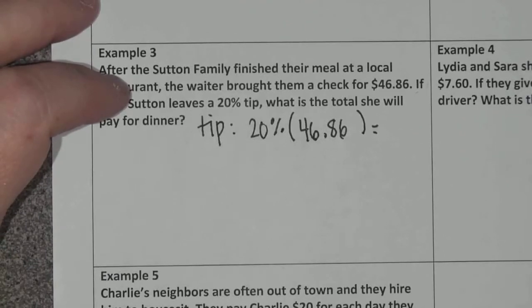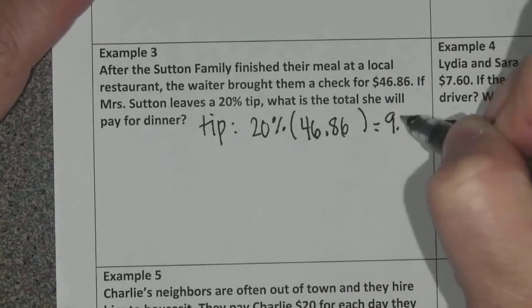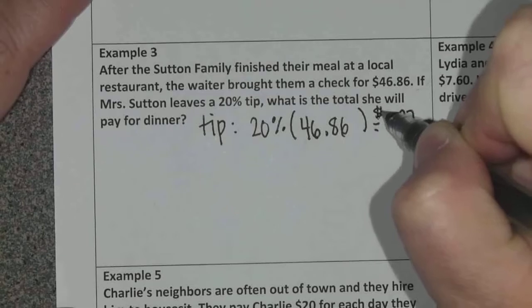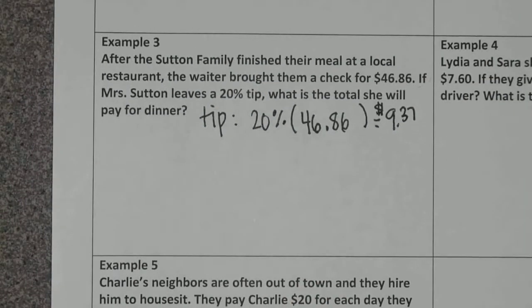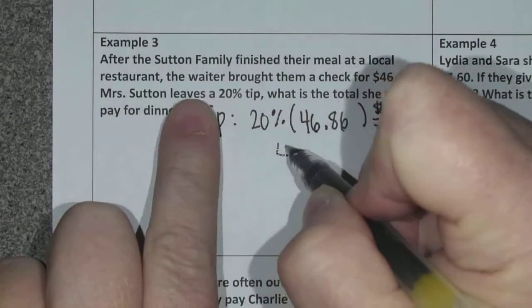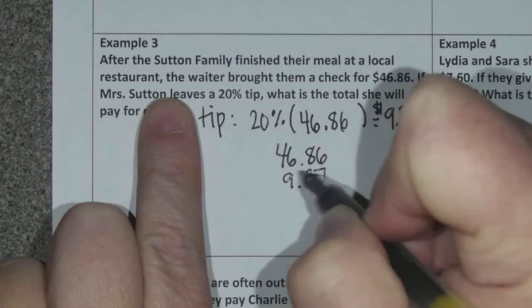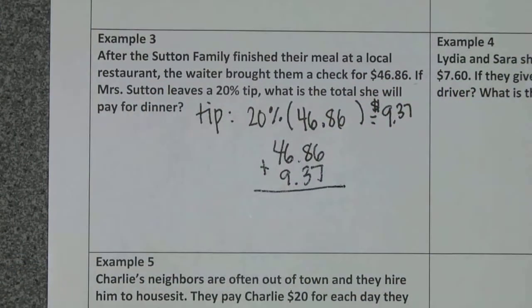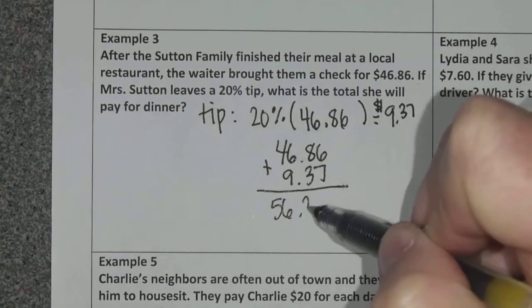$9.37. And if we would round to 2 decimal places, right, for dollars and cents, that's going to stay $9.37. So the tip's going to be $9.37. The question says what was the total she paid for dinner. So if her check was for $46.86, she pays $9.37 in a tip. What do those add together to be? $56.23. Thank you.